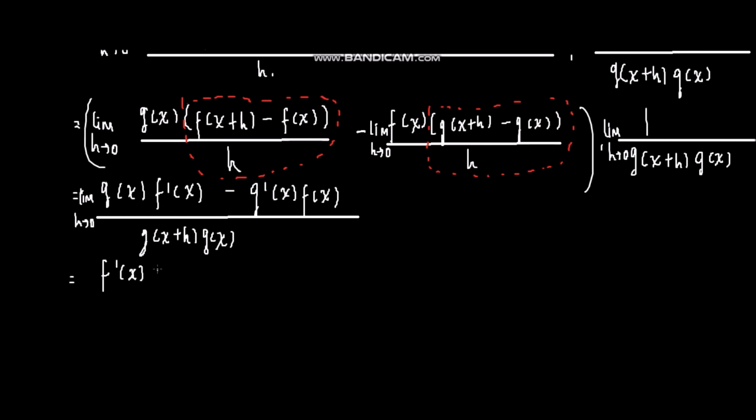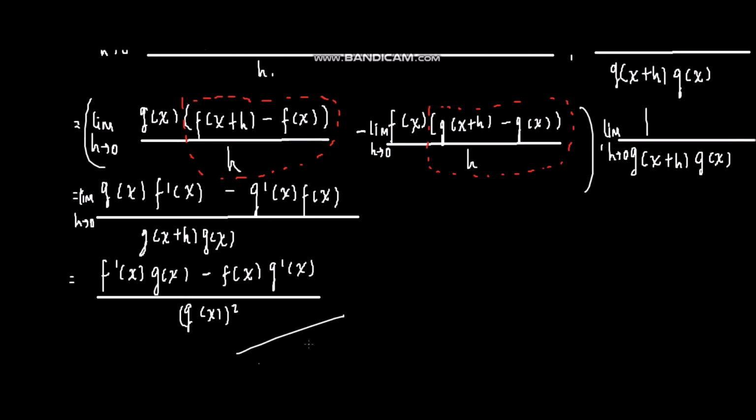So f prime of x times g of x minus f of x times g prime of x. Okay, I'm going to write the minus sign a little bigger. Over g of x whole squared. And there you have it. This is the quotient rule.